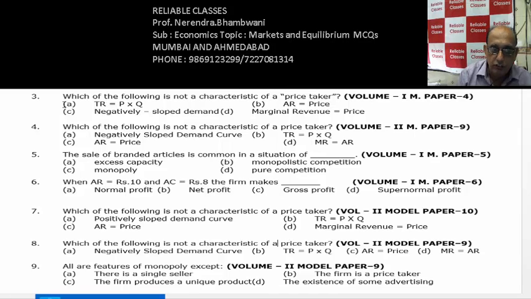Again the same. Which of the following is not a characteristic of a price taker? Again we say negatively sloped demand curve. Okay.